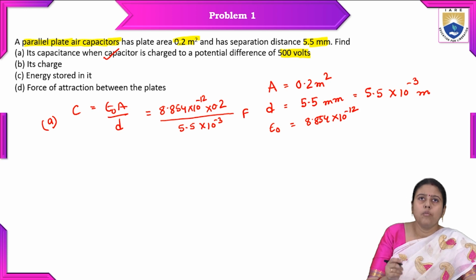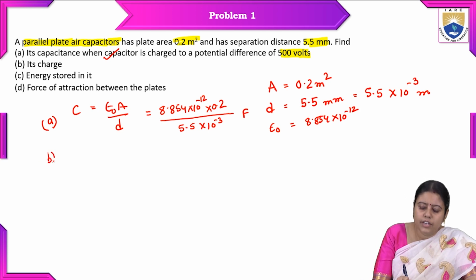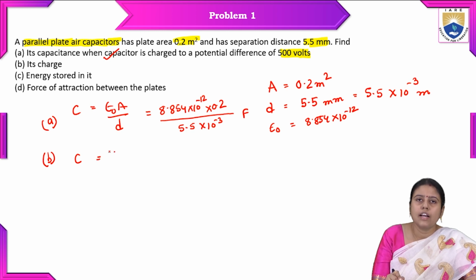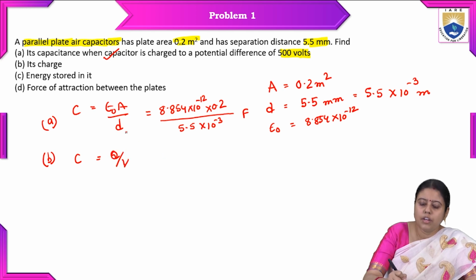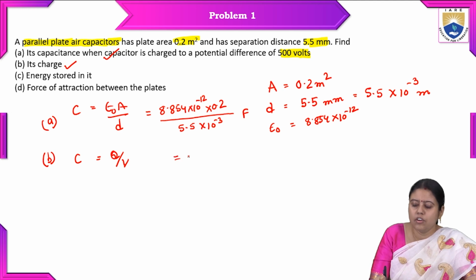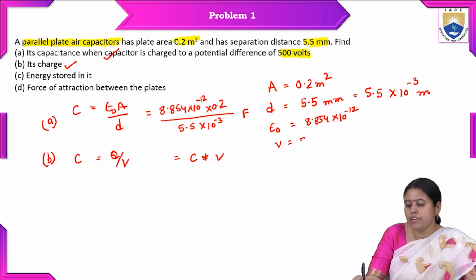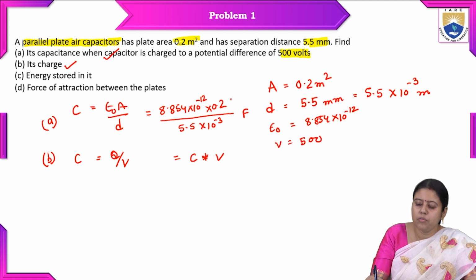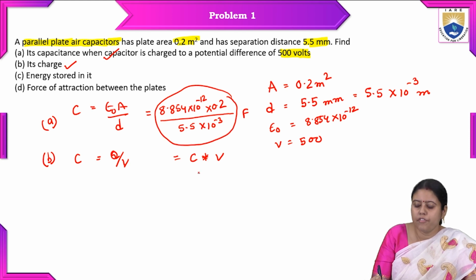Next, what is the charge? According to the definition of capacitance, it is the charge per unit potential. So C is equal to Q by V. What we have to calculate is the charge, which is equal to C into V. V is given as 500 volt, and the C value we can calculate from here.